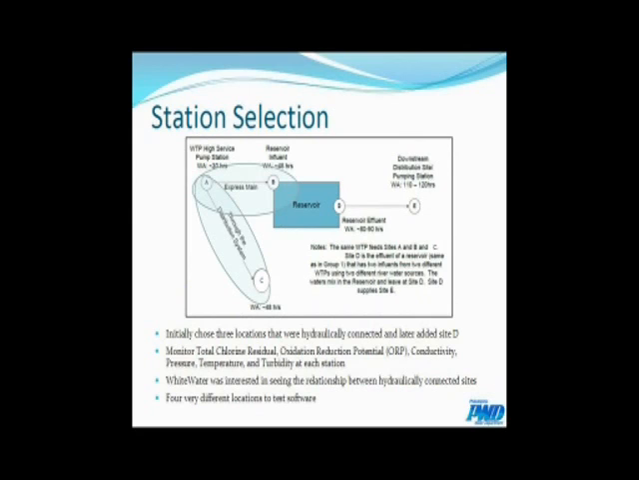Okay, so initially we chose 3 locations that were hydraulically connected. Those are stations A, B, and C on that diagram. And then we later added site D. We monitor total chlorine residual, oxidation reduction potential, conductivity, pressure, temperature, and turbidity at each one of these stations.